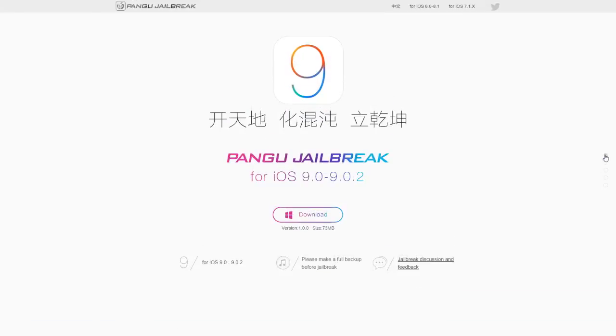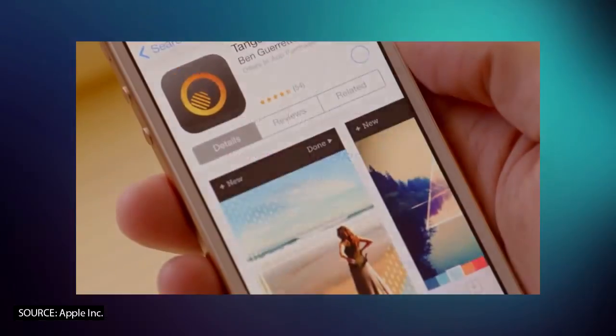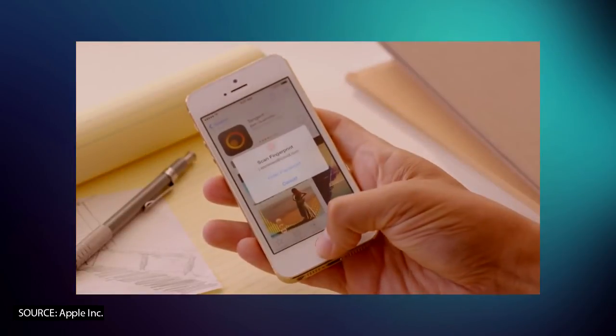So I'm not a very big person on jailbreaking. However, I know a lot of people do like to jailbreak their devices, and this appears to be the most reputable and the most significant iOS 9 jailbreak out there so far.